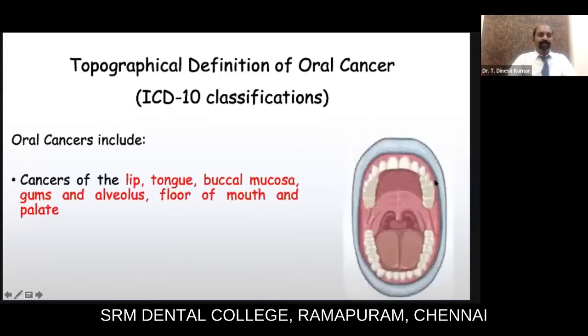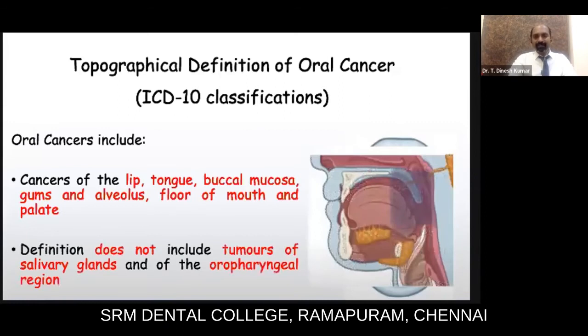The ICD classification, that is the International Classification of Diseases, says that cancers occurring on the lip, tongue, buccal mucosa, gums and alveolus, floor of the mouth, and palate are what are referred to as oral cancers. But this definition does not include the tumors of the salivary glands, or the oropharyngeal region. The oropharyngeal region is a completely different subset of cancer, which usually occurs in the posterior part of the palate, that is the soft palate, the posterior one-third of the tongue, and the pharyngeal region.